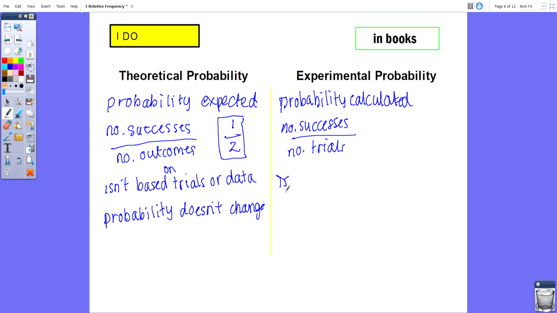So this is based on data. And the key thing is that the experimental probability does change depending on how many times we do the trial. So it's not always going to stay the same depending on what we do.